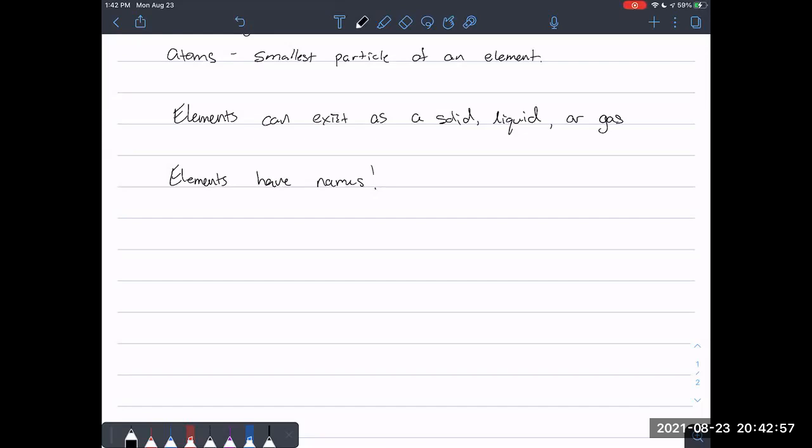Okay. Now, the names of the elements come from all over the place. Okay. They come from Latin. Right? So for example, the element potassium. Right? You would think, oh, potassium. See, there I go. I went and capitalized the name of the element.